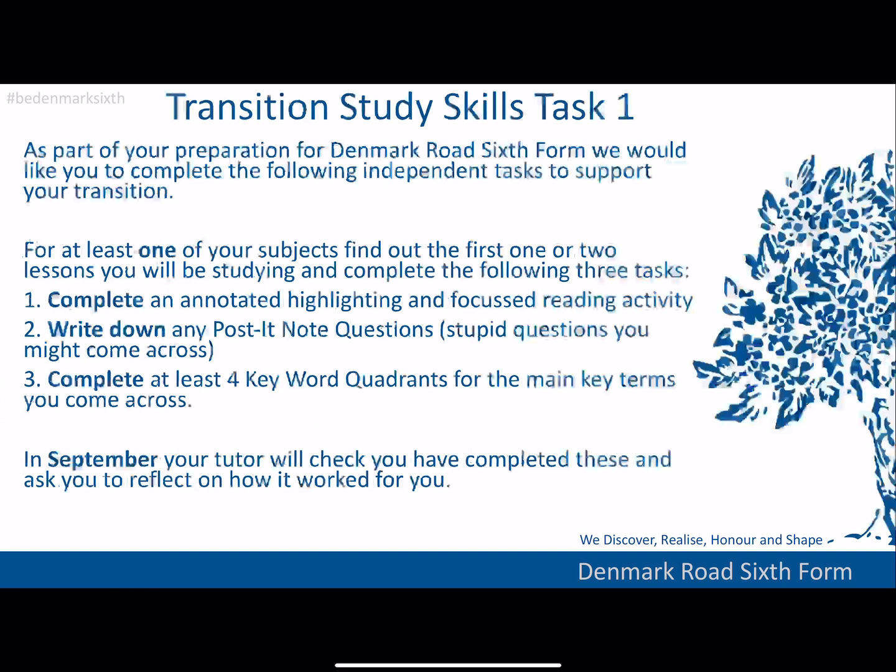To help you do that, I've created a table where you should be able to read an article, or you should be directed towards something you can read for you to be able to do this task. So what I'd like you to do is complete an annotated, highlighted and focused reading activity. I'd like you to write down any post-it note questions or stupid questions you may come across, and then complete at least 4 keyword quadrants for the main key terms you come across.